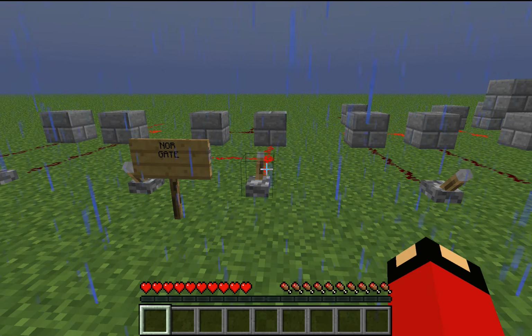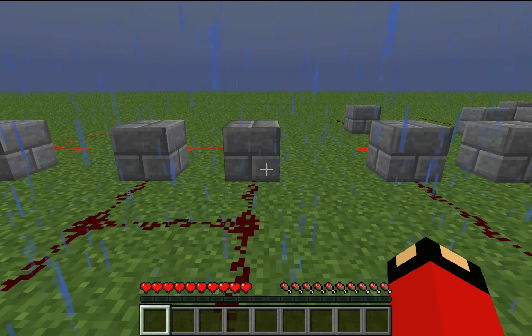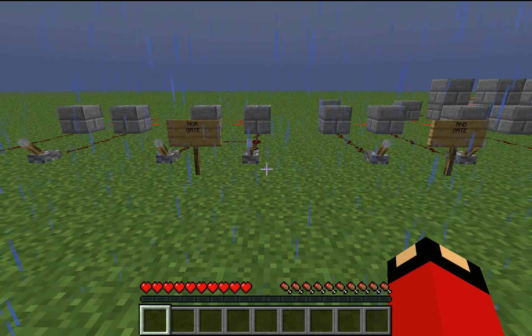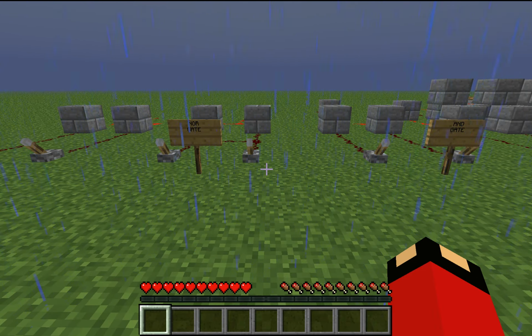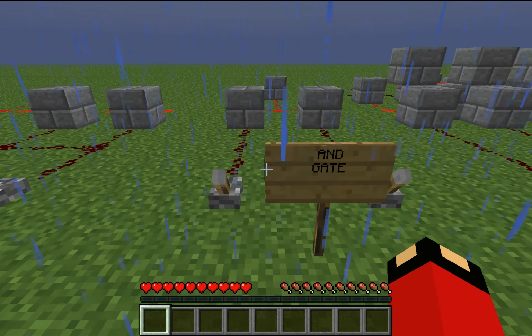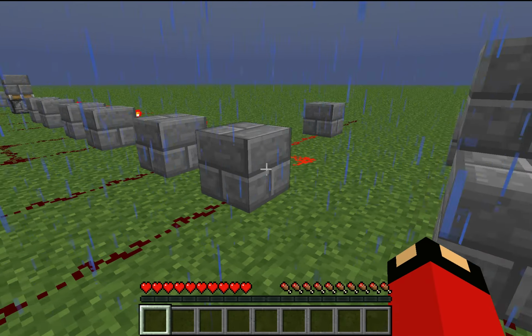Oh, one more thing. If you don't know the Redstone basics, you're probably going to have a hard time with this. If you want me to show a video of the Redstone basics, I will. So, I think I already showed the AND gate. If I didn't, I think I did, didn't I? Yeah, yes I did. I showed the AND gate.